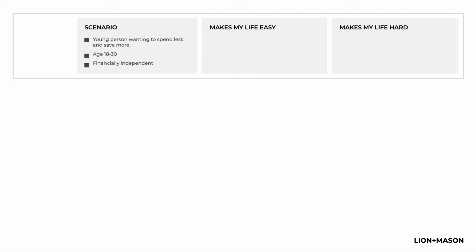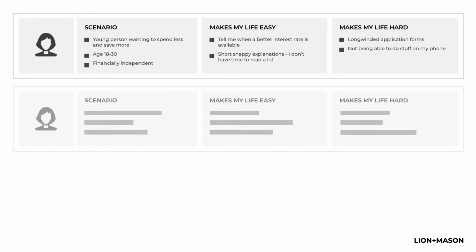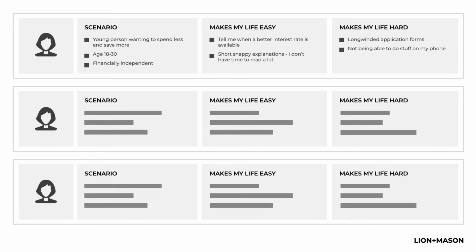So this example here, I think, is from a project about finance. So it's a young person wanting to spend less and save more, maybe quite a lot of people in this room. Age 18 to 30, financially independent. What makes that person's life easy would be, tell me when a better interest rate is available. I don't want to be scrolling through rate tables manually. Give me short explanations. I don't want to have to read loads and loads of text. What makes that person's life hard would be long-winded application forms and not being able to do things on a phone. Right. And that's it. Whack a picture on it, and you've got a smart persona there. Do a couple more, and you've got a user base that you can actually go and target and speak to.